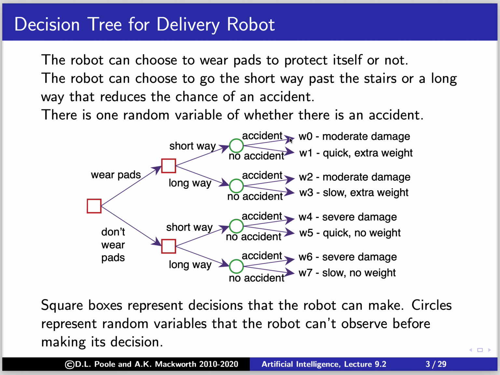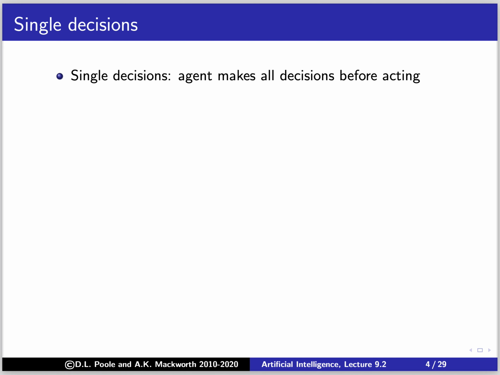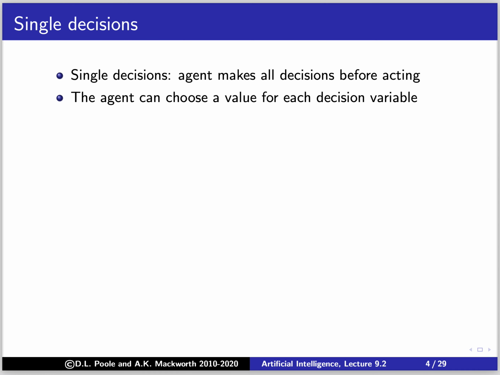Someone asked before in class that there are too many numbers here to specify the utility, and it seems too complicated for complicated decisions. So let's look at a better way to do this. First of all, we'll look at single decisions. In a single decision, you make all your decisions before you act, and the agent gets to choose a value for each decision variable.